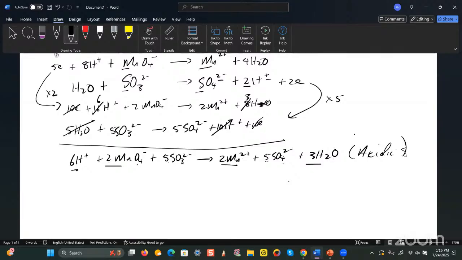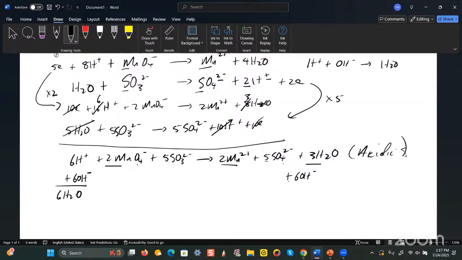Now, how do we get from acidic to basic, right? The way we do that is that we look at the number of H+ ions on either side. It doesn't matter which side it is, right? And what we do is we add the same number of hydroxide ions to both sides. So what we're going to do is add 6 hydroxide ions here, and whatever you do to this side, you have to do to this side, 6 OH- ions, right? Now, what you need to recognize is that every H+ that combines with an OH- will give a water molecule, right? So the 6 H+ ions, when combined with the 6 OH- ions, give 6 H2O molecules, right?